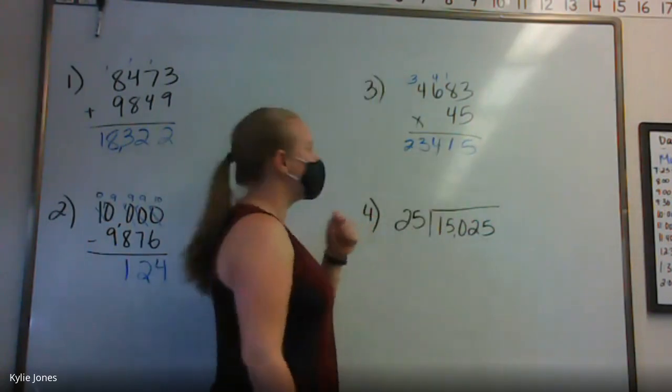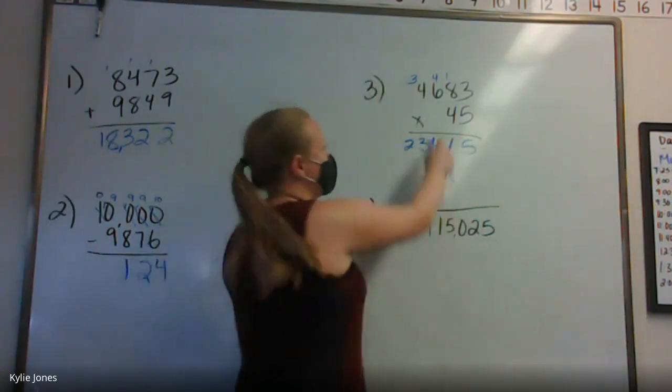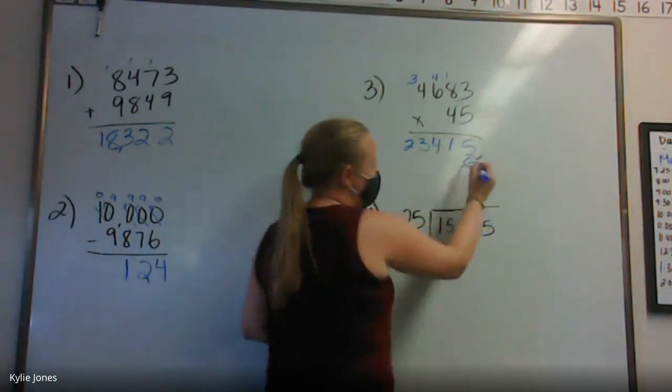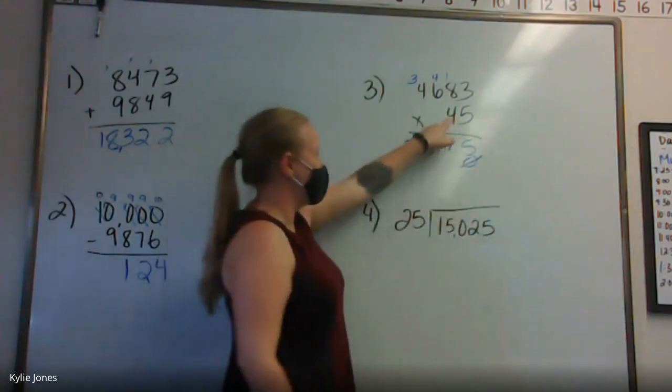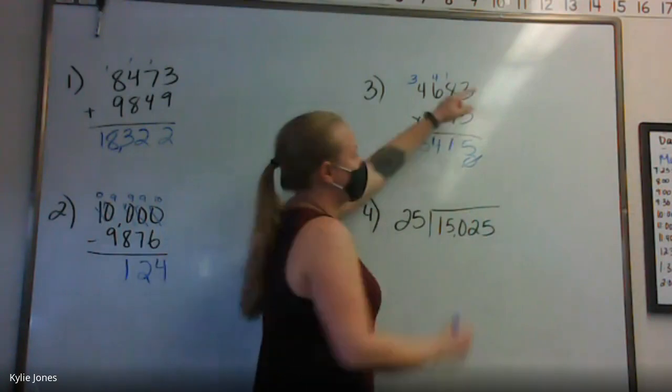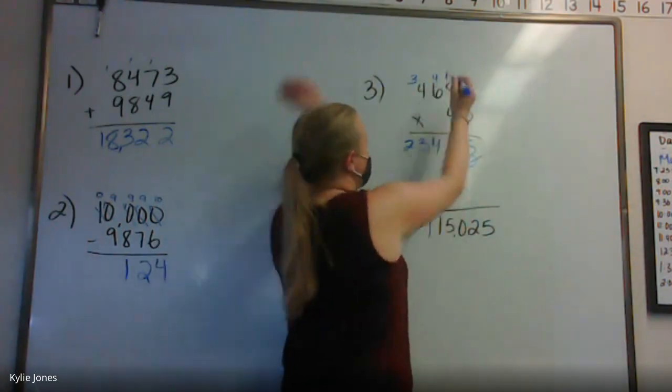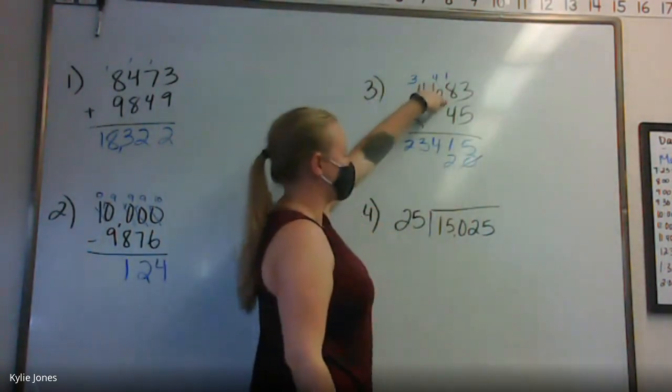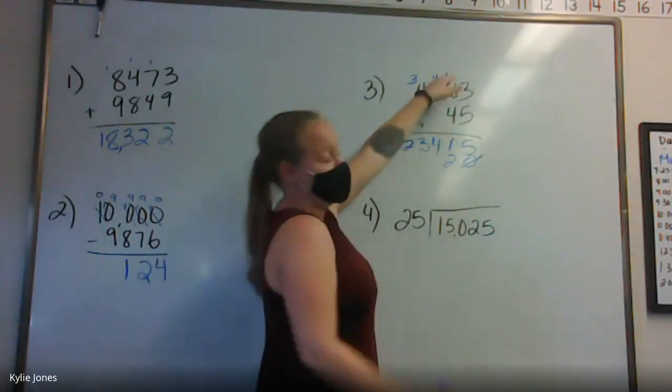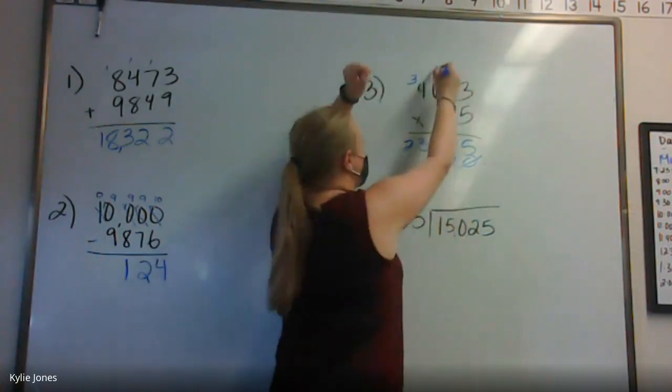No, what do I still need to do? We have to multiply by the 4. So we need to add a 0 as our placeholder. Then we can do 4 times 3. 12. Carry your 1. What is 4 times 8? 32 plus 1? 33. Carry your 3.